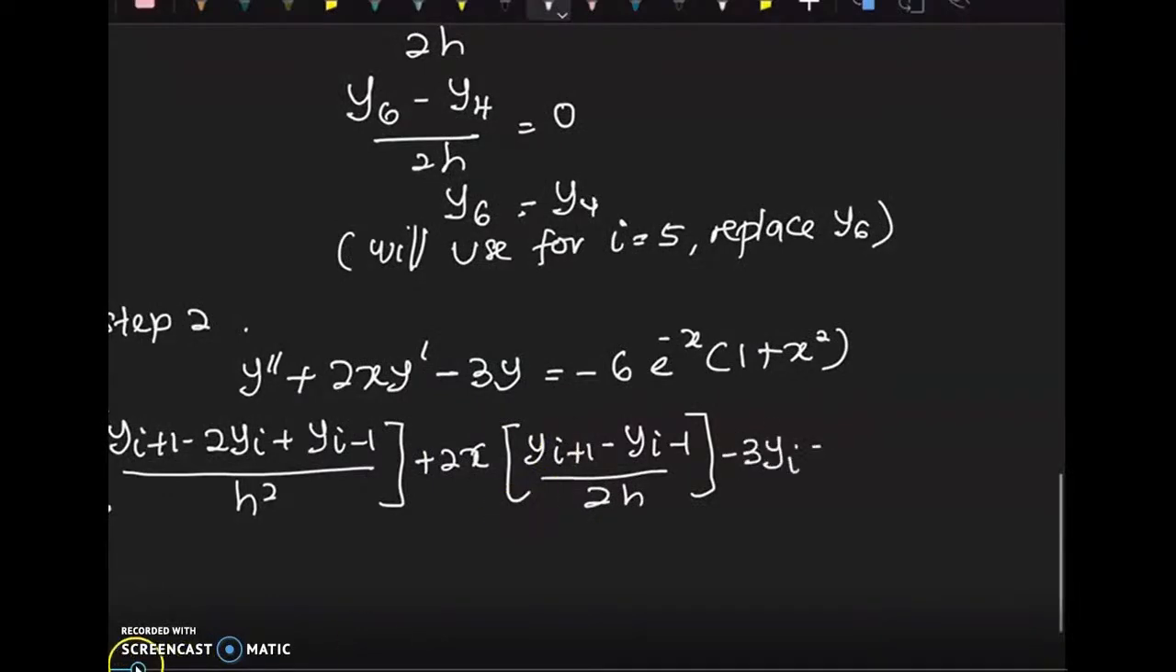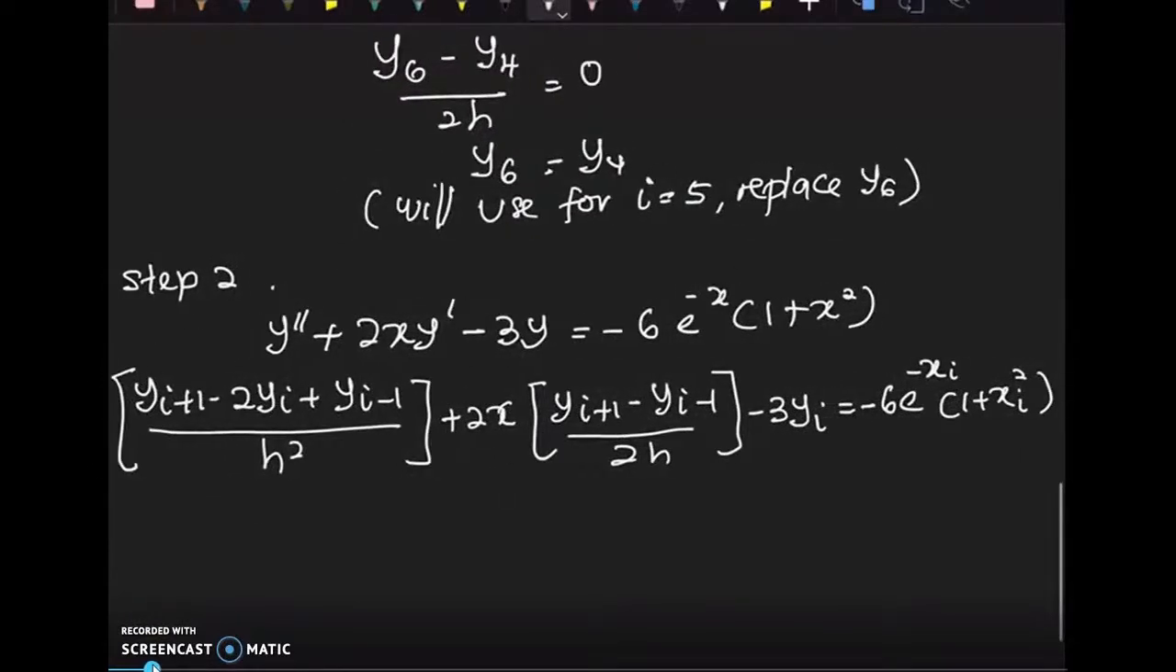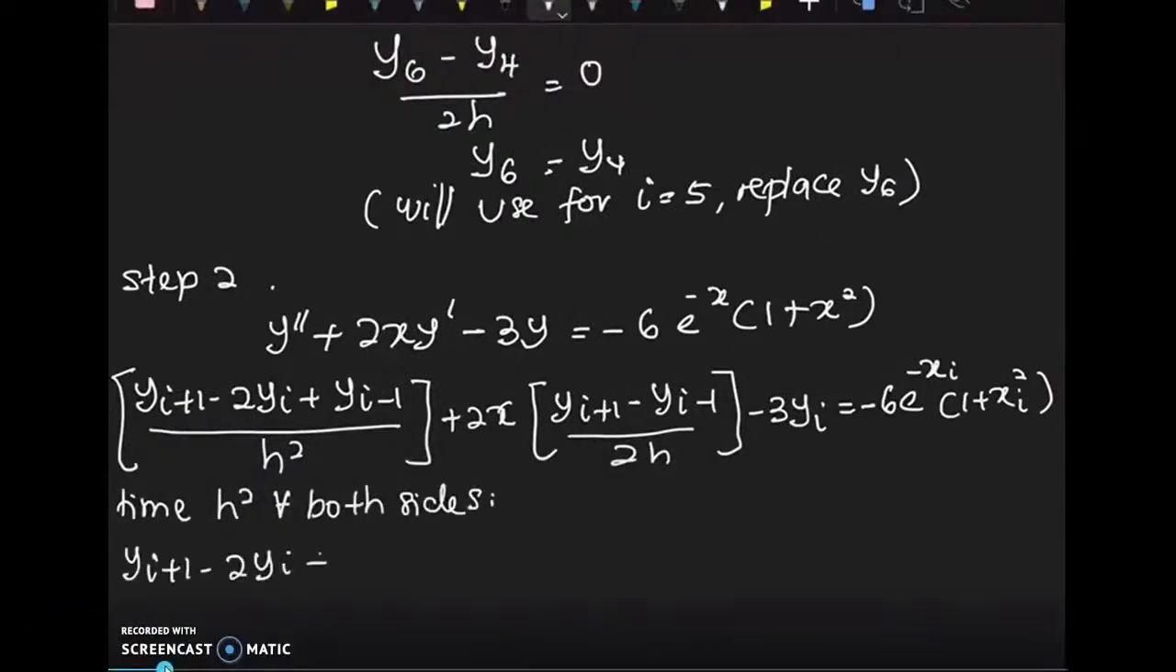minus 3yi, because there is no derivative here, equal to negative 6 exponent negative xi times 1 plus xi squared. There is no derivative here. Just put i. i is a grid, i is a node, a point to generate the value for i equal to 0, 1, 2, 3, and so on. Now I just want to make sure that you focus on how to discretize. I'm worried that if you cannot discretize, you cannot generate the matrix, and then you cannot solve using Thomas.